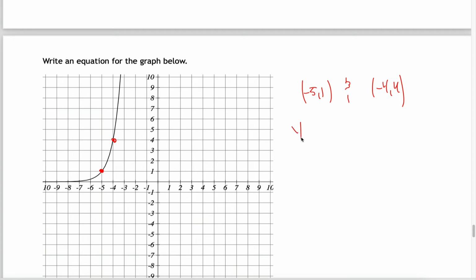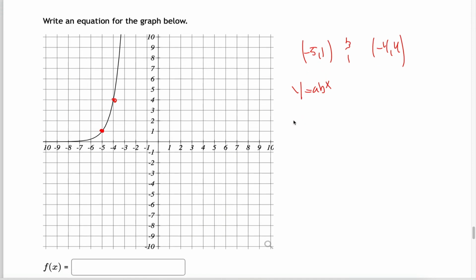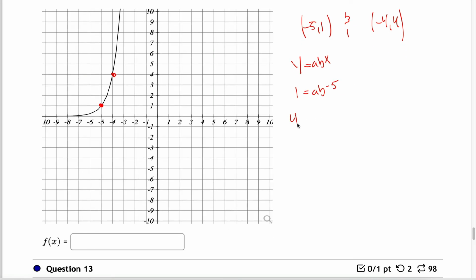In case you don't remember, y equals a times b to the x power. Take this one and make an equation. So 1 equals a times b to the -5th power. Then take this one and make an equation. 4 equals a times b to the 4th power.